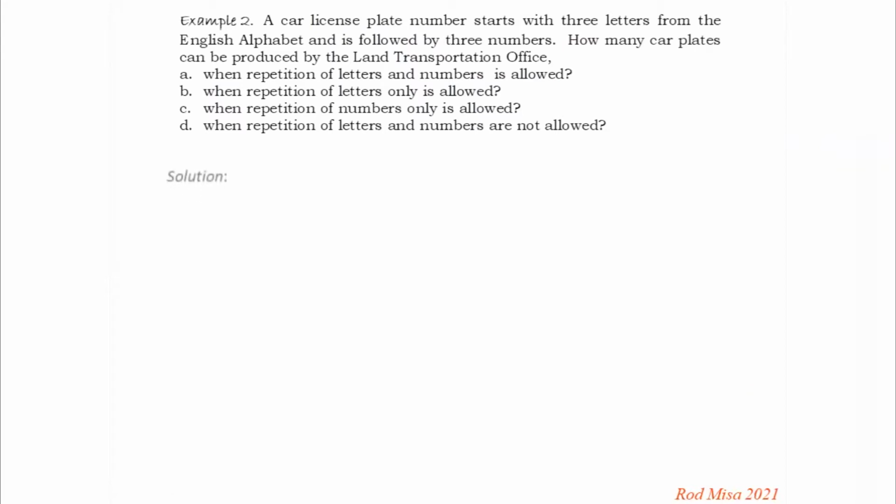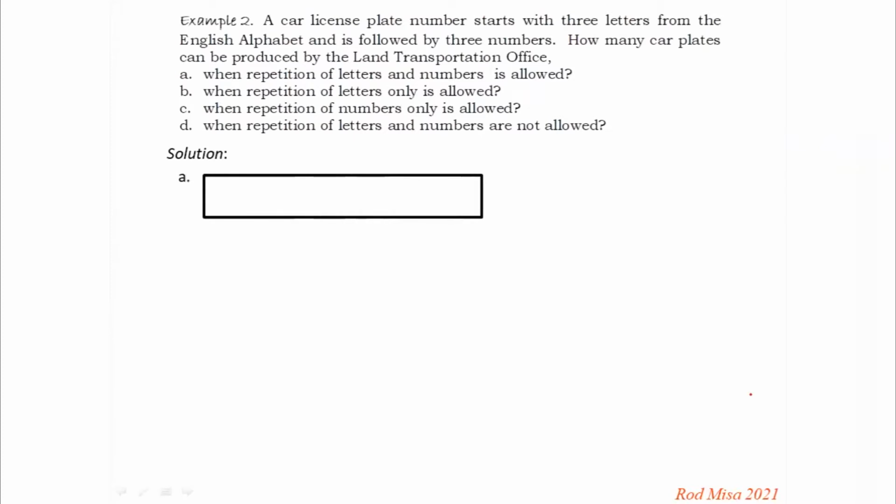So let us first solve our first question, when repetition of letters and numbers are not allowed. Here I will be drawing 3 boxes for the position of the first 3 letters, and then another 3 boxes for the position of the 3 digits, because the license plate number starts with 3 letters from our English alphabet and then is followed by 3 numbers.